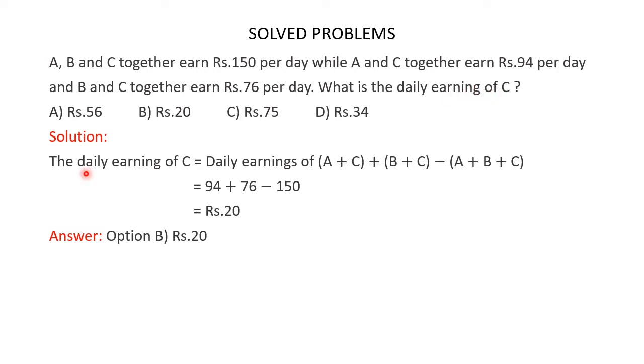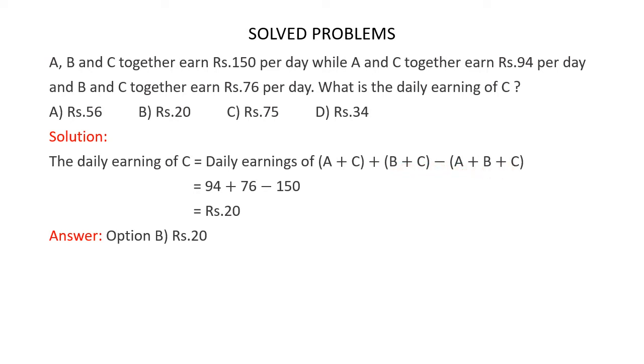Now the daily earning of C is equal to daily earnings of A plus C plus B plus C minus A plus B plus C. Now as you can see here, this A and minus A will get cancelled, plus C and minus C will get cancelled, plus B and minus B will get cancelled and we will be left with the daily earning of C.